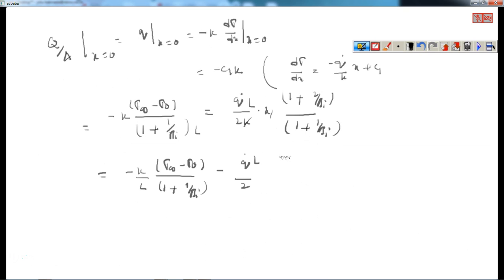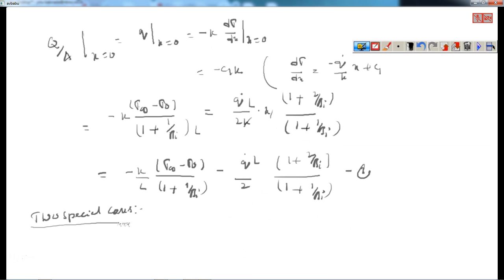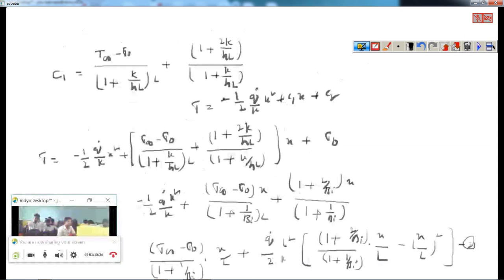This is equal to 1 plus 2 by beta Biot number divided by 1 plus 1 by Biot number. This is equation number 3, I am denoting. Let us now examine two special cases. I know there is some confusion here. I'll try to talk about those confusions. I'll discuss, I'll go back one by one. Here I'll talk about it.